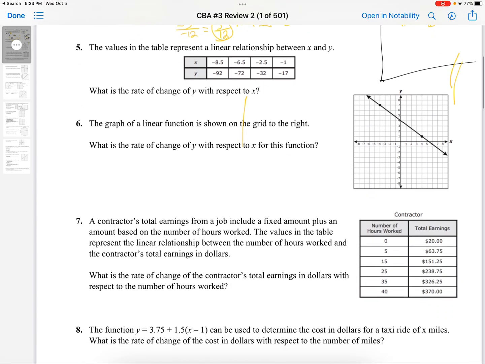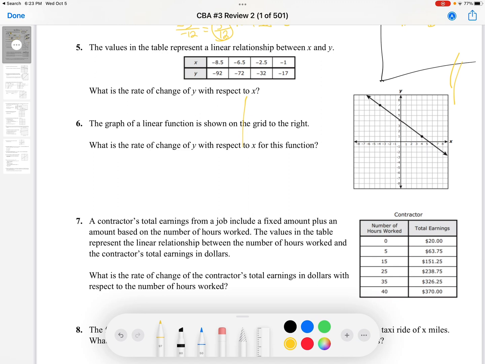So let's say we go up to number 5. It says a lot of things, but the key thing is it says, what is the rate of change? Don't forget, rate of change just means slope. Since we're given a table, we're going to find the change in y and divide it by the change in x. So we take our second number minus our first number. That becomes -72 minus -92, that's 20, over -6.5 minus -8.5, that's +2, which gives us 10 for our rate of change.